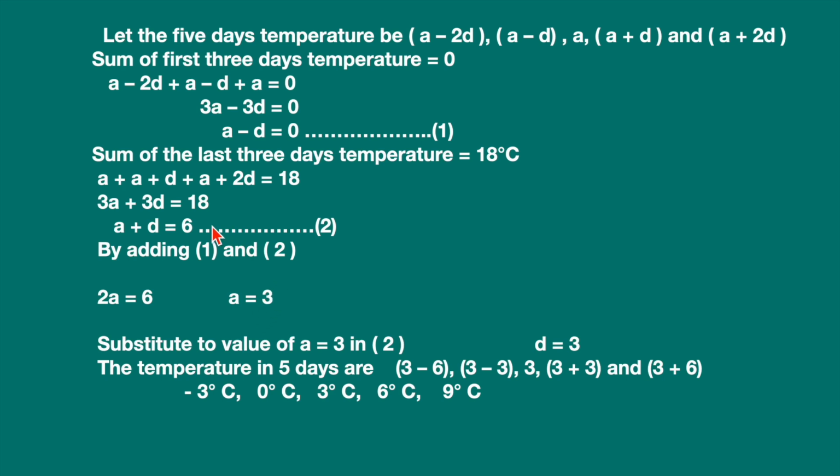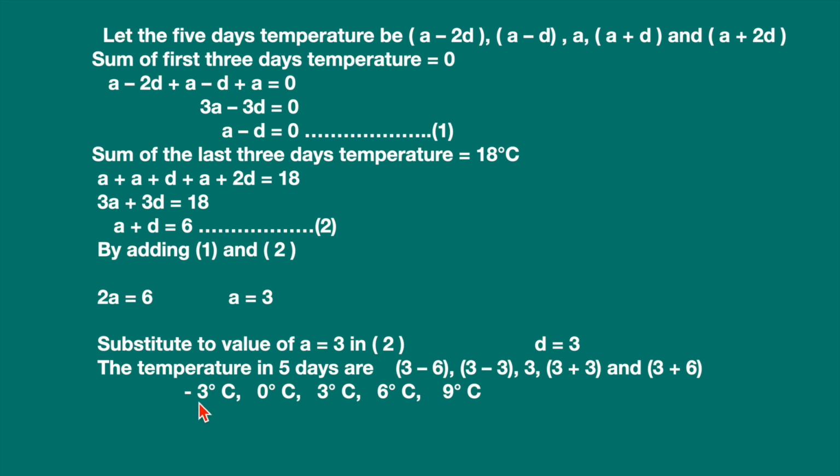Now you substitute A is equal to 3 in the second equation. You will get D also equal to 3. So you got A, you got D. Both the values are 3 degrees. So now substitute here, and you will get the temperature on Monday. That is A is 3, minus 2 into 3. So 3 minus 6 is minus 3.